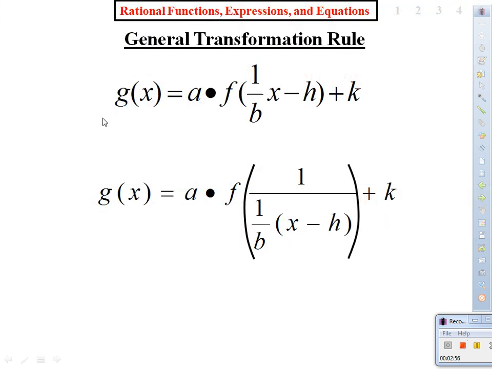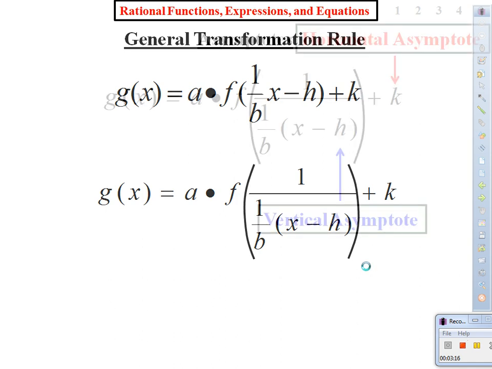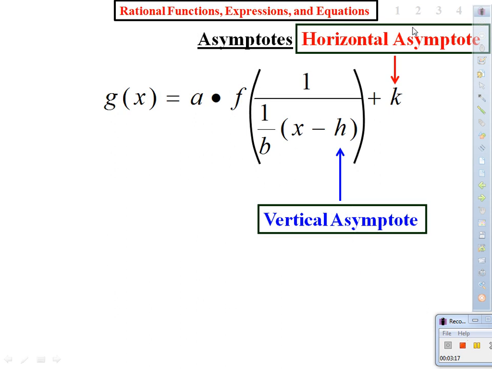Also, just to take you back, I gave you the general rule for transformations, yes? And then from there we went to this. Is that correct? And now we know how these two play a different role, h and k. They are what? Asymptotes. That is correct, vertical and horizontal.